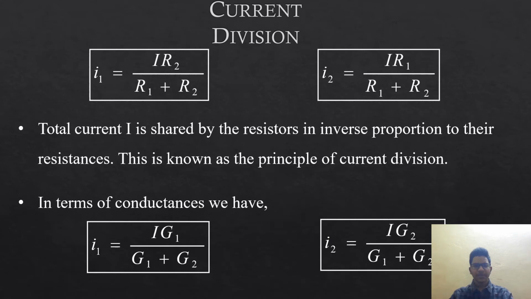Here are the formulas for current division: I1 is equal to I R2 by (R1 plus R2), and I2 is equal to I R1 by (R1 plus R2). Here the total current I is shared by the resistors in inverse proportion to the resistances. This is known as the principle of current division, where R is resistance. In terms of conductances, I1 is equal to I G1 by (G1 plus G2), and I2 is equal to I G2 by (G1 plus G2).